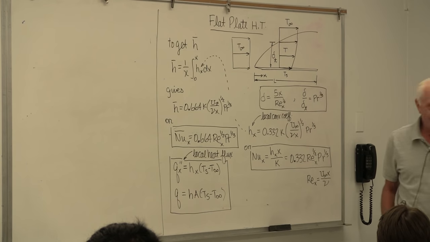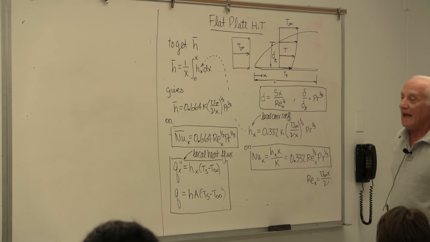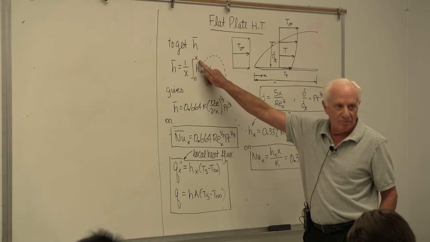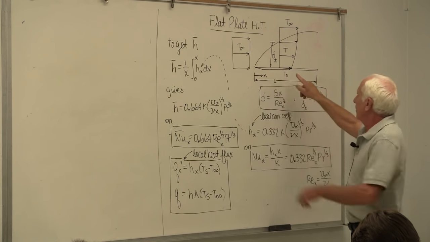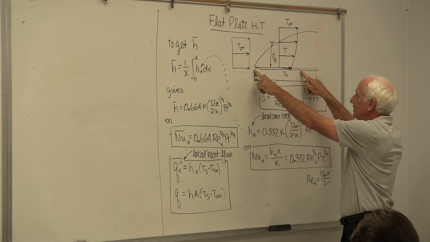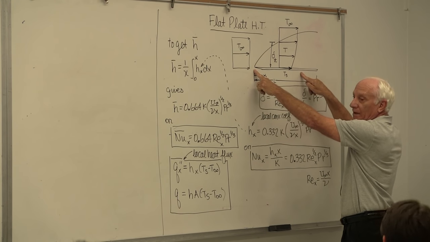Was there a hand up? Yeah. What's the bar for? Average, from where to where, from x equals 0 to any arbitrary x along the plate. What's the average from here to here? x equals 0 over here, x equals whatever it is.